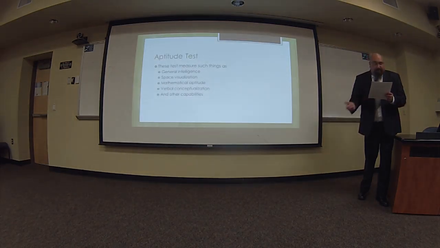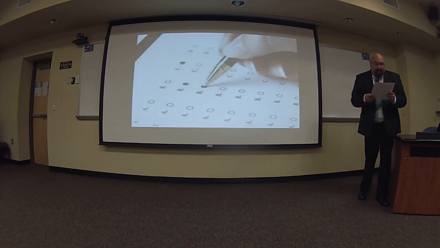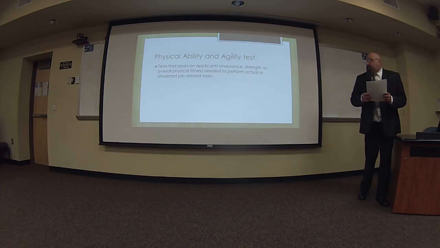The next is the aptitude tests, which measure general intelligence, space visualization, mathematical aptitude, verbal conceptualization, and other capabilities. You might want to consider using aptitude tests if you need to measure a person's capabilities and potential. For example, one kind of aptitude test is performing a simulation such as a manual dexterity test that requires the test taker to manipulate small parts on a test board. A successful completion of this test exercise would demonstrate the applicant's aptitude for small assembly work.